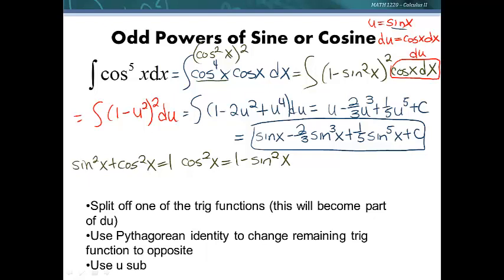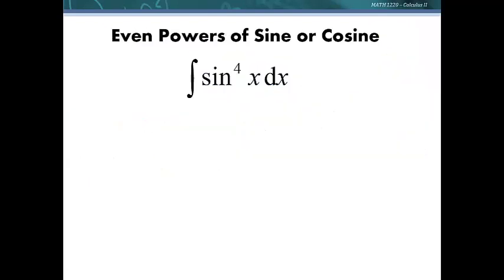Now let's look at an example where we have an even power. This one's going to be a little bit trickier because if we split one off, we'd be left with an odd power, and the Pythagorean identity wouldn't let us replace this with the other trig function. So we're going to need a different strategy for this.